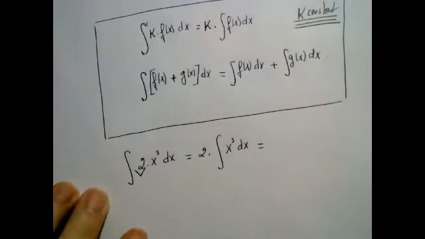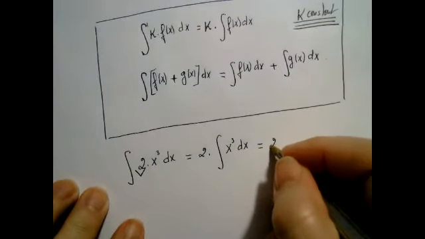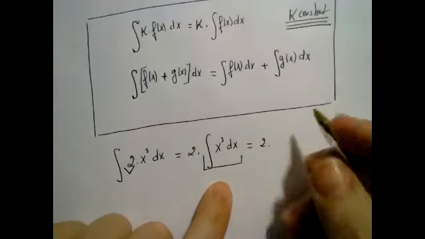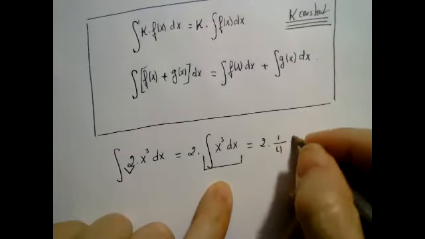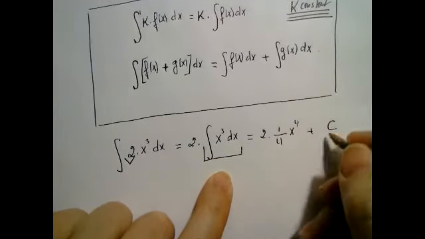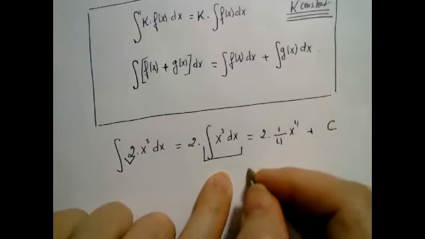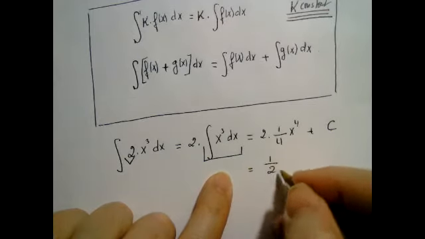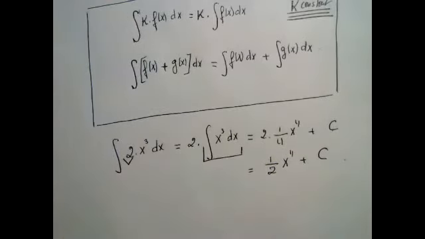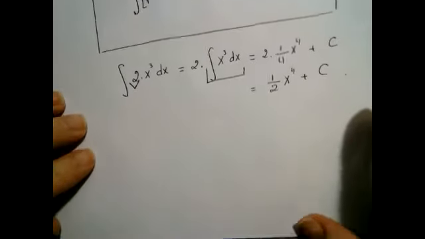Okay. And now, antiderivative of x cubed. Now we know this one. It's 1 over 4 x^4 plus a constant c of integration. Usually it's called this constant c of integration. So it's going to give me a half x^4 plus c. Okay.